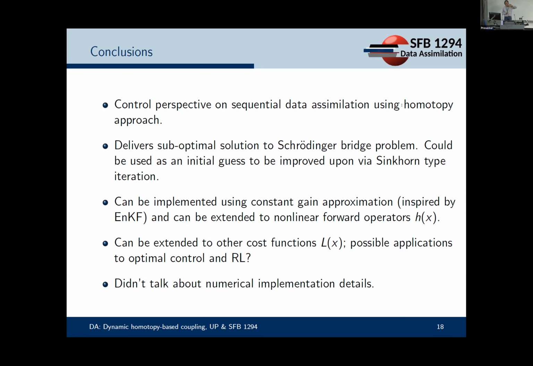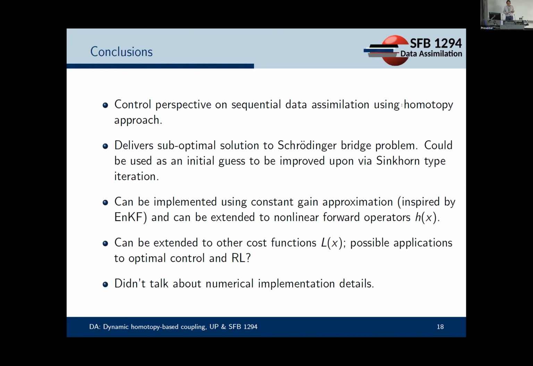Now I talked about how to implement this using this constant gain approximation, back to the Schrödinger. So that introduces biases, and it's not like what Dan talked about, where you can prove rigorously, asymptotically, everything will do the right thing. But on the other hand, we know in meteorology, robustness is a big issue, and we can only afford reasonable ensemble sizes. It can be extended to nonlinear forward operators. Basically, it's the same good old trick. I mean, you replace correlations by, you don't take derivatives, but you compute cross correlations.